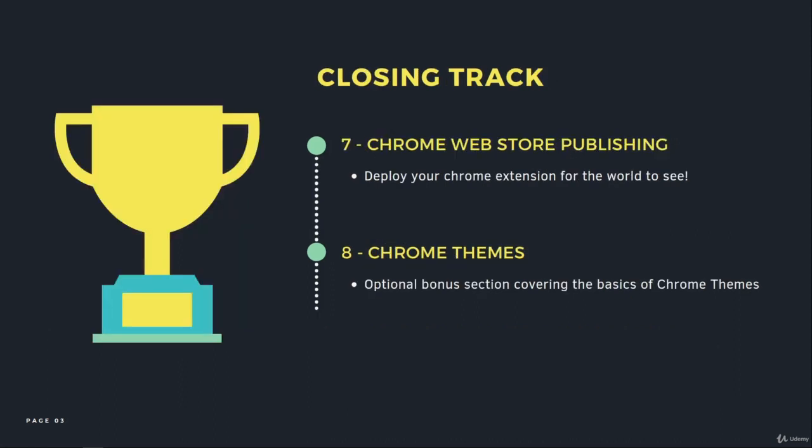And finally, the closing track is officially the end of the course. The Chrome Web Store publishing section covers how to publish the extensions that you build in this course to the Chrome Web Store for real users to install and use. There's also a small optional part where I talk about my personal experience with launching an extension, if you're curious about that. And finally, there's a small little bonus section going over Chrome extension themes, which are like a close relative of regular extensions.